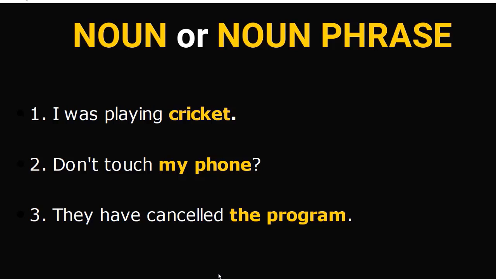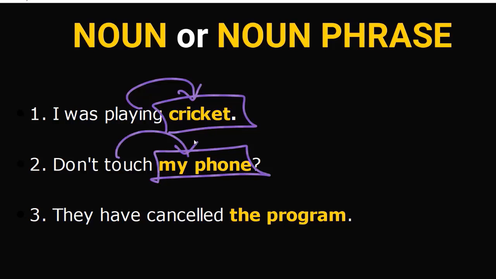I was playing cricket. I was playing something. You can play something? Absolutely, you can play a game, which is cricket here. I was playing what? I was playing cricket. Cricket is a noun, right? One word. Don't touch. Touch what? Can you touch somebody? Absolutely. Can you touch something? Absolutely. What am I asking you not to touch? That's my phone. Touch what? My phone. It's a noun phrase.